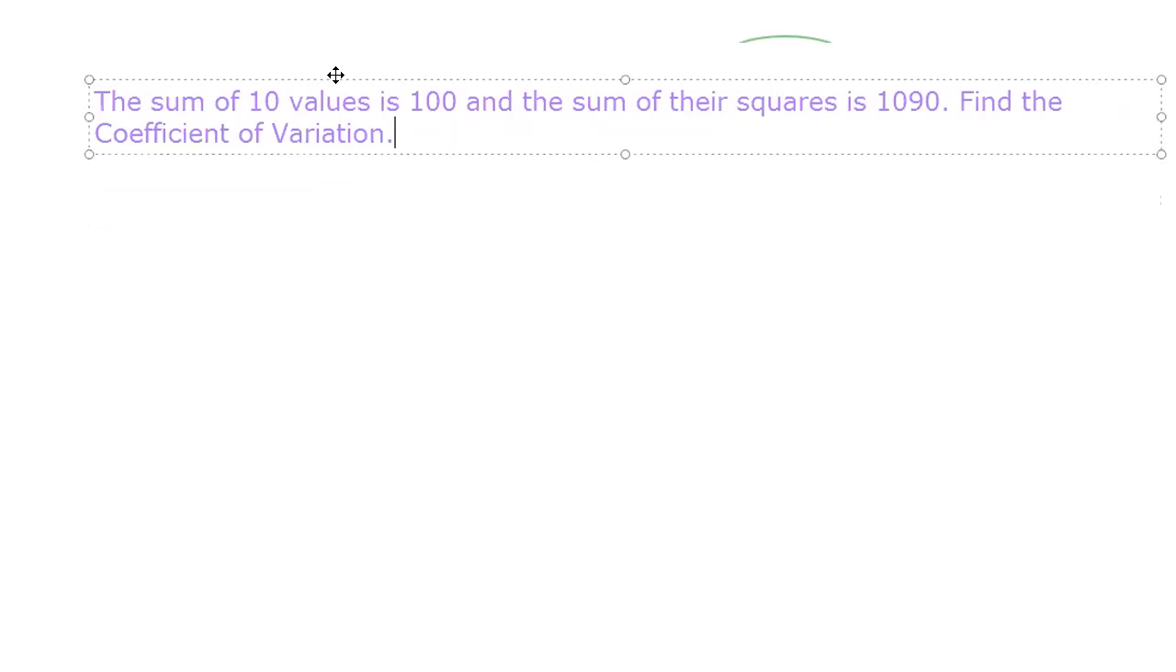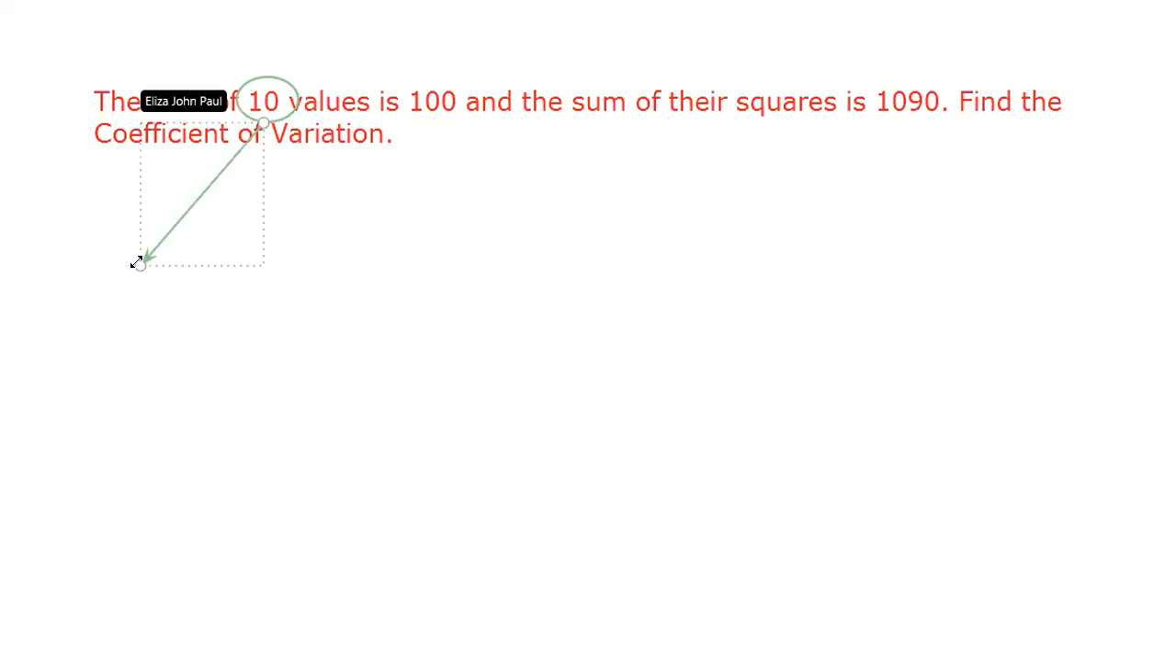The sum of 10 values is 100 and the sum of their squares is 1090. Find the coefficient of variation. From this we can identify what the 10 is: it is our number of items, that is our frequency. So this is our small n.